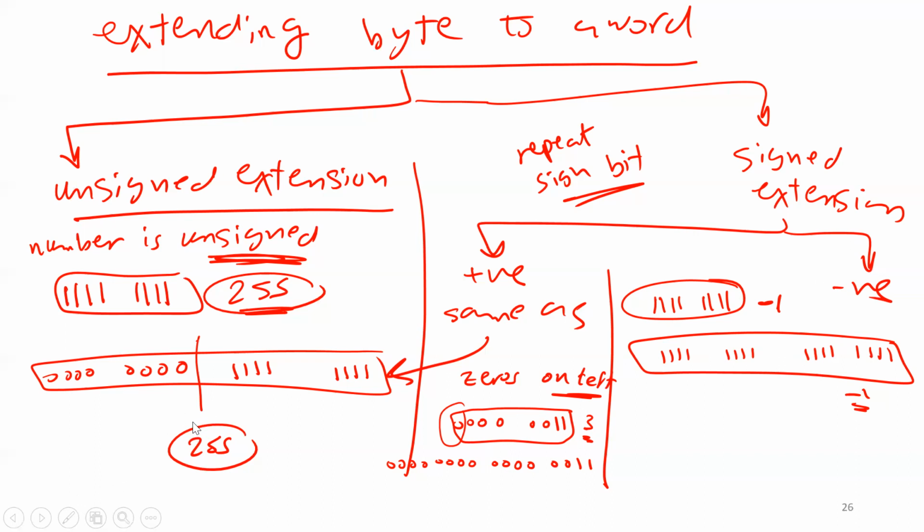So let me tell you the conclusion. The conclusion is, number one, what do you mean by extension? I have a number stored in a byte, and it's the same number. I want to store it in a word. That's the meaning of extension. And there are two cases.